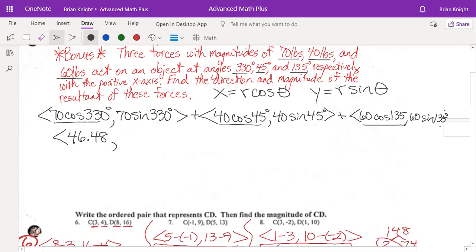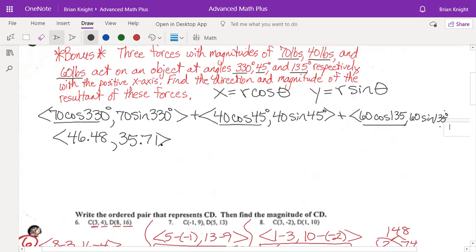Now I'm going to do the Y parts. So Y would be 70 sine of 330 plus 40 sine of 45 plus 60 sine of 135. 35.7. Are you putting in degrees when you do that, Coach Knight? Your calculator needs to be in degree mode. Yes, it matters. No, I'm not putting little degree signs with it. If you're in degree mode, it won't matter.